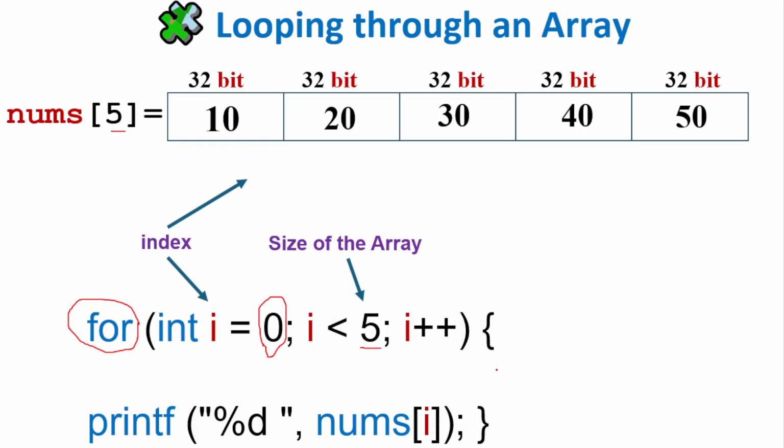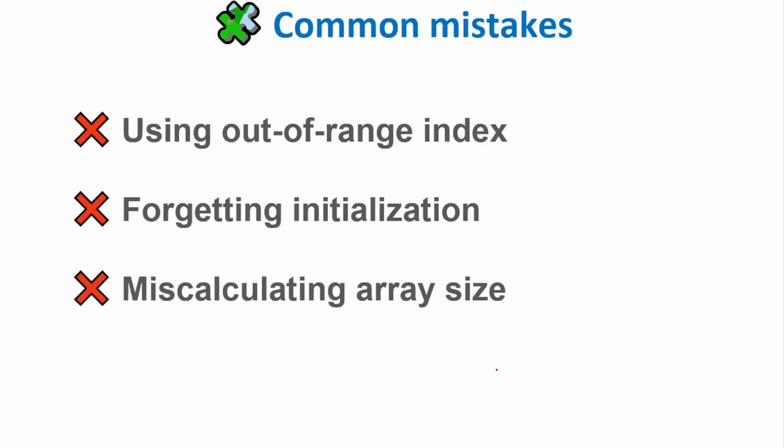Common mistakes. There are a few common mistakes when working with arrays. The first one is accessing an index that is out of range. Another mistake is using an uninitialized array, and the third is miscalculating the array's size. These errors can lead to bugs or crashes, so always be careful.